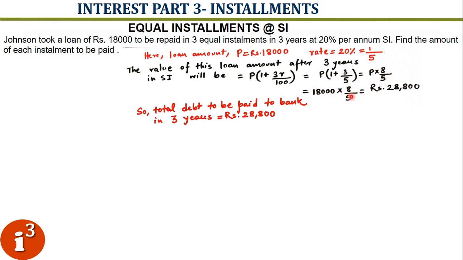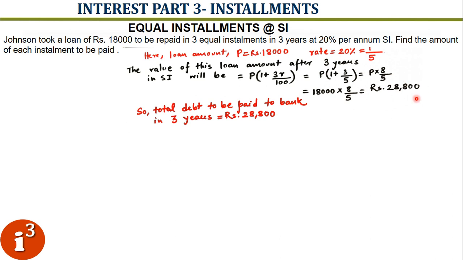So 18,000 into 8 by 5. 5 into 360, 360 into 8. So this comes out to be rupees 28,800. Means the loan which you took, 18,000, you need to pay 28,800 after 3 years. The bank expects you to pay this much at simple interest.